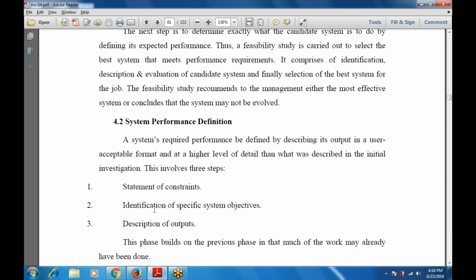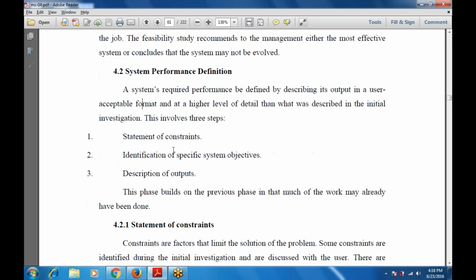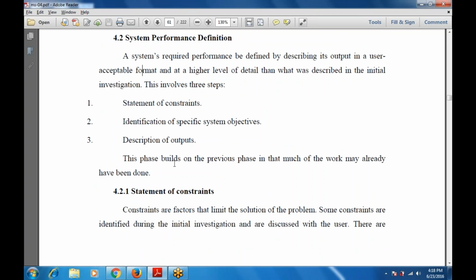Description of output means what the output is. So one is the statement of constraints. Next one is identification of the specific system objectives. Then next one is the description of the output. And this phase builds on the previous phase in that much of the work may already have been done.